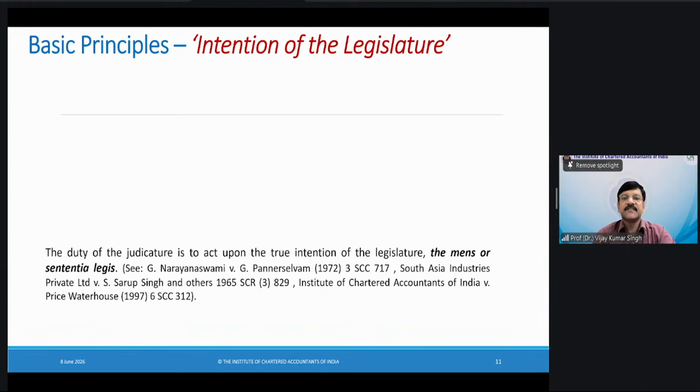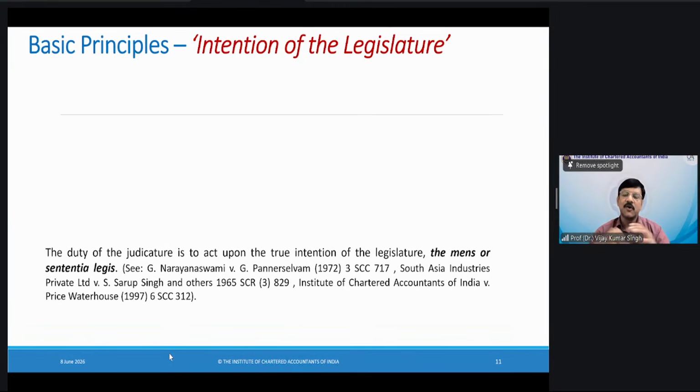Let us look at the first principle, that is the intention of the legislature. What does the intention of the legislature mean? Where do you find the intention of the legislature, by the way? Do you have any idea? How do you come to know that this is the intention of the legislature? Any ideas you people have? Yeah. Lok Sabha. Okay, no, but where do you find the intention of the legislature?